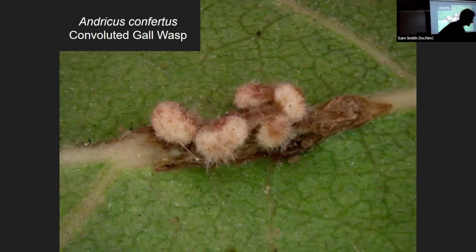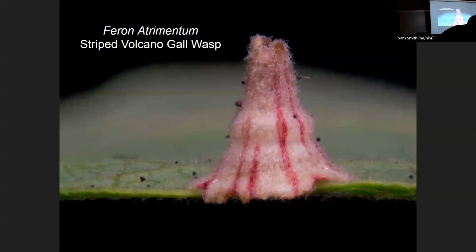And then here, this is the convoluted gall wasp. I like whoever came up with the common names, because something about it's just messy, just convoluted. And then this is one of my favorite ones, the striped volcano gall wasp. It's got a very literal name and it's very distinctive.